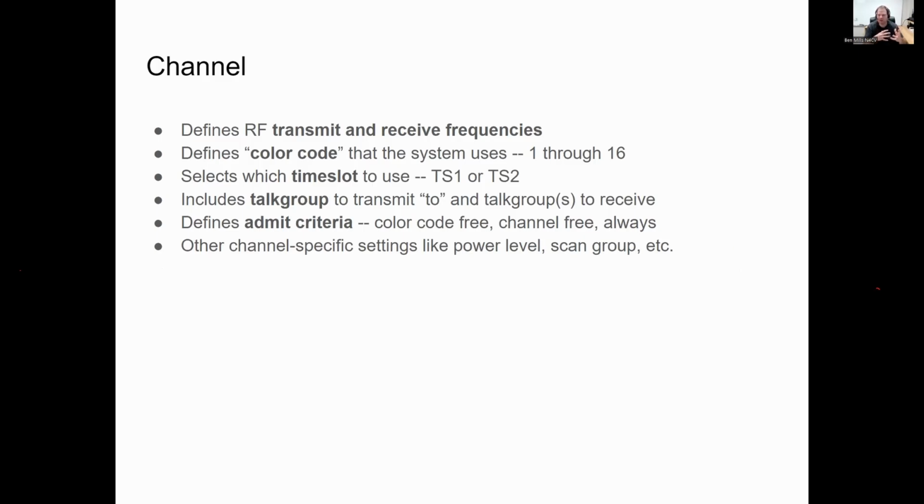We have a color code, which is just like a PL tone. It has to be defined. This is how we could divide up, for example, if we had multiple systems operating in the same geographical area, they could differentiate themselves like we do with PL using color codes. Generally, there aren't very many systems on the same frequency that interfere with each other to need a color code.